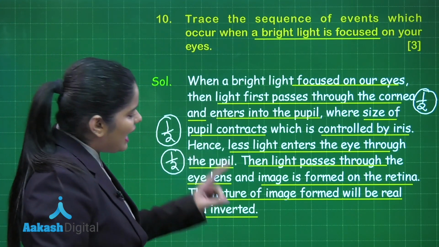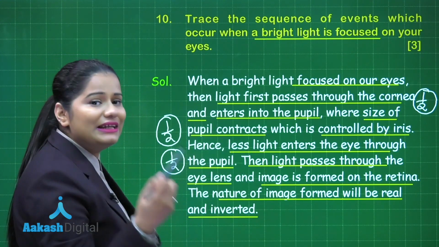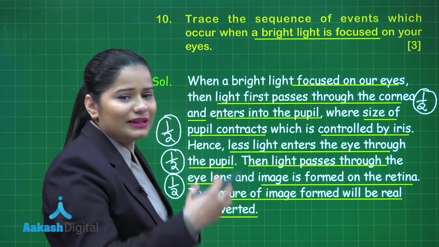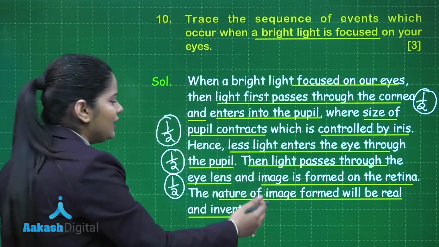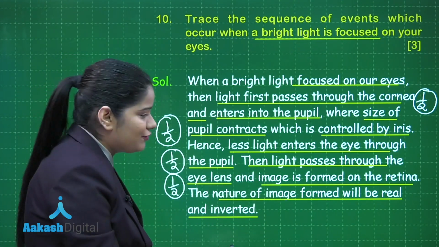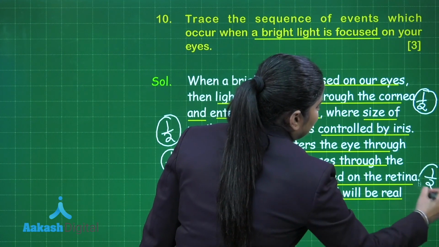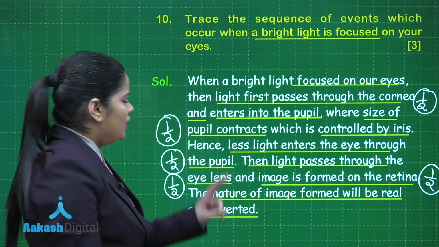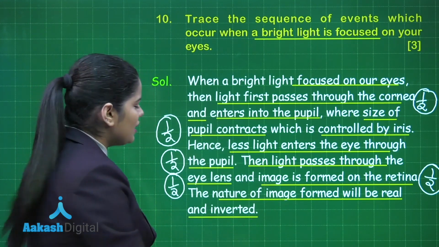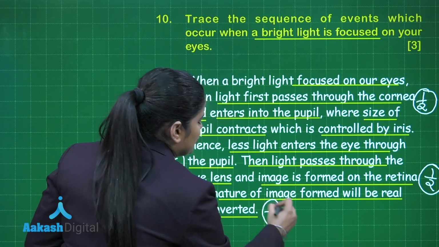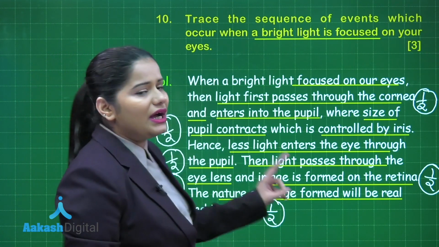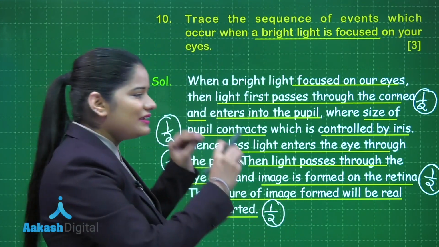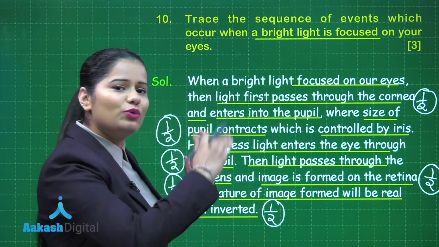Further, you are going to get half mark again when you mention the eye lens. So when you talk about the eye lens in your answer, that the eye lens is going to refract that light further and you talk about the image formation, then you will get another half mark. When you write that the final image is going to be formed at the retina, which acts as a screen, you are going to get the final half mark for writing about the nature of the image. So this is how you are going to score 3 out of 3 marks for this particular question. And as I have told you earlier, you can answer this question by drawing the flow chart also.